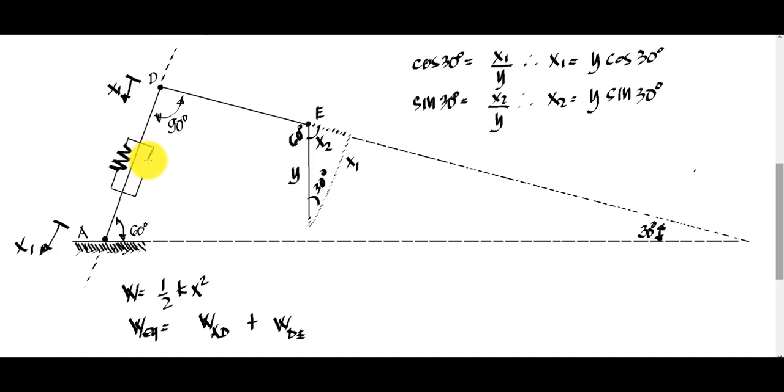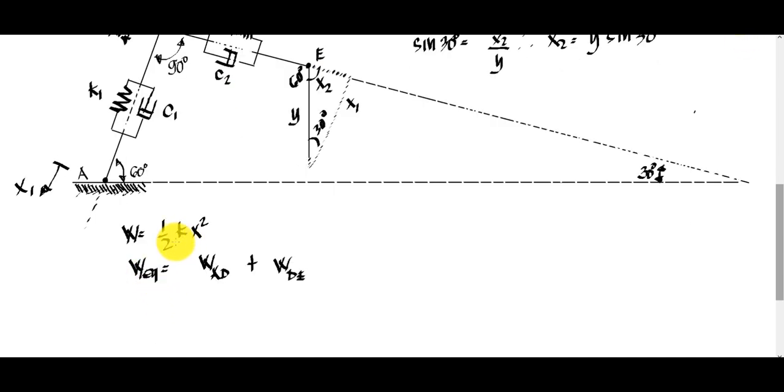So I'm drawing that symbol here. I'm going to name this K sub 1, and we have the damping constant C sub 1 here, separated like this. The same will also go for the bar DE. We have done the same procedure as for bar AD, so here we have the representation for the spring K of bar DE and then the damping constant of bar DE.